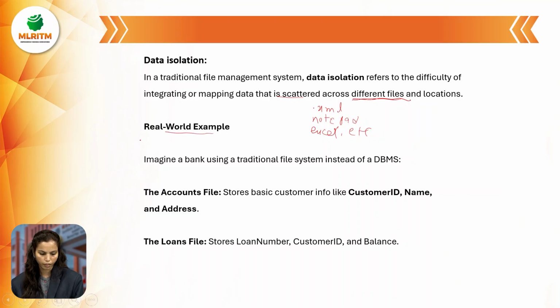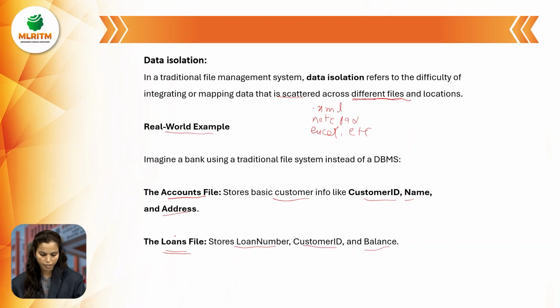For example, in the real world, imagine a bank using a traditional file system instead of a DBMS. In a DBMS, we retrieve the data by using queries, whereas in a file system we don't use queries. Here we have two files: the accounts file and the loans file. The accounts file stores basic customer information, that is columns like customer ID, name and address. The loan file stores loan number, customer ID and balance.